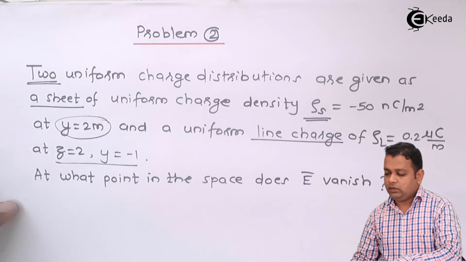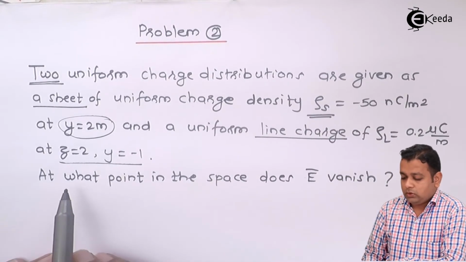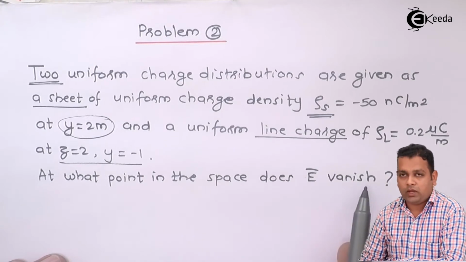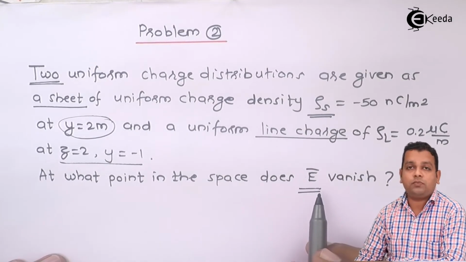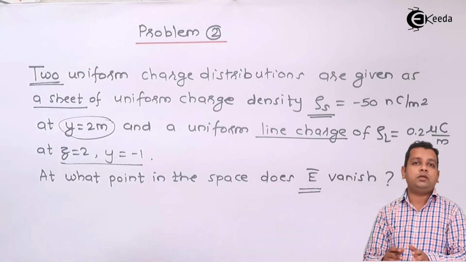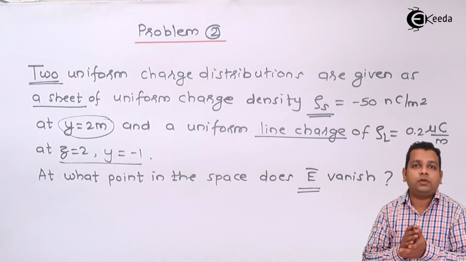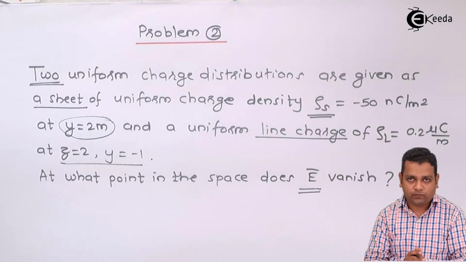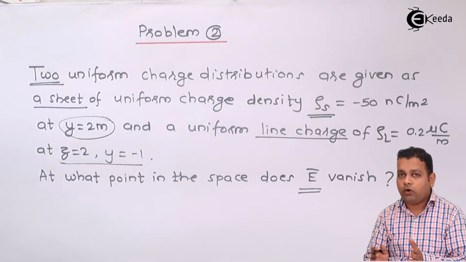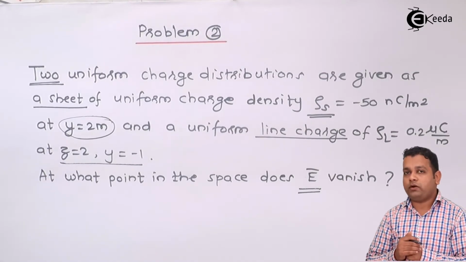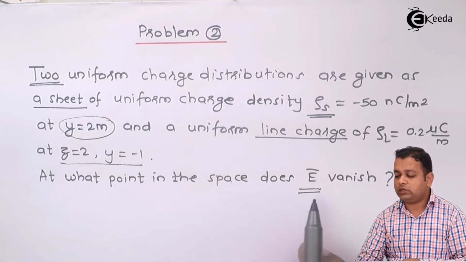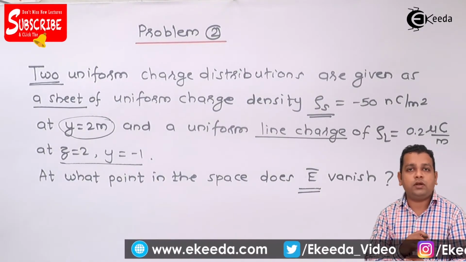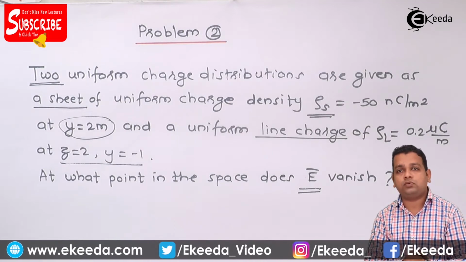Now we see what is asked. So the question is, at what point in the space does E bar vanish? So E bar means electric field intensity. Electric field intensity is the strength of electric field that we generally measure at a field point in the space. Now the field point location we have to find out. At what point in the space does E bar vanish? So at that particular location, the electric field intensity will be equal to 0.